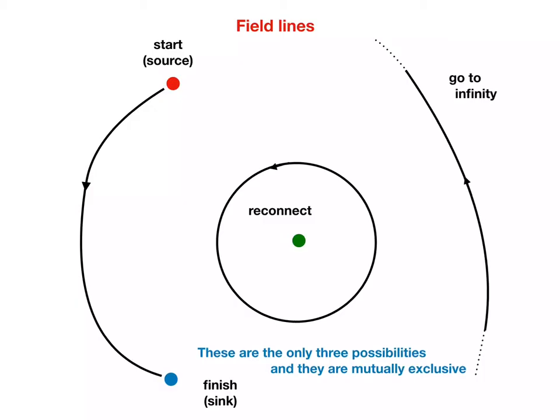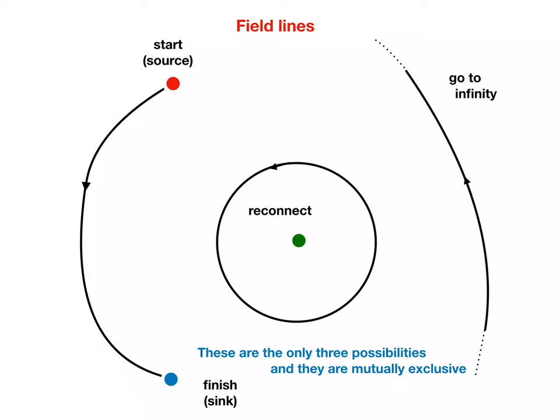Electric and magnetic fields are visualized using field lines or field vectors. In general, field lines may be categorized into three situations that are illustrated here. Field lines may have a start and a finish. They may reconnect by falling back on themselves, or they may start in infinity and finish in infinity.